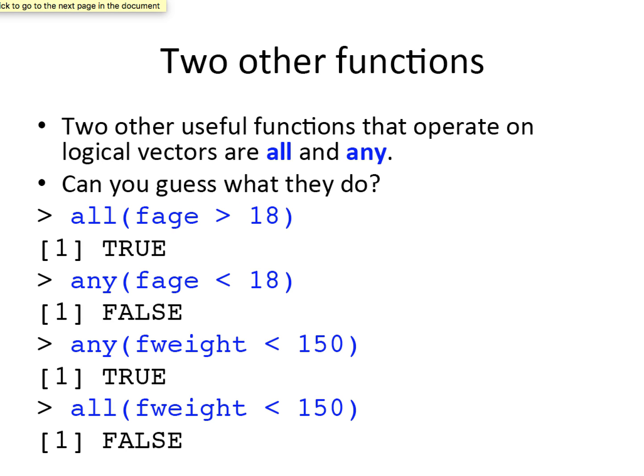Just to keep in mind, things that are useful: any and all. F age greater than 18, yes, they all happen to be true. Are any of them less than 18? No, none of them are less than 18. Are any of the weights less than 150? That's true. Are all of them less than 150? No. So you can see we're doing queries on the data using any and all that can be useful in particular settings.